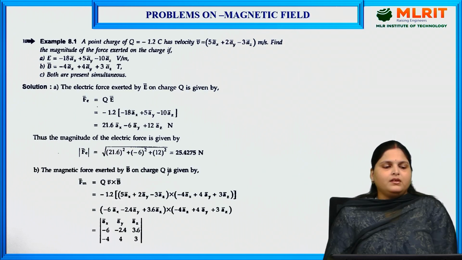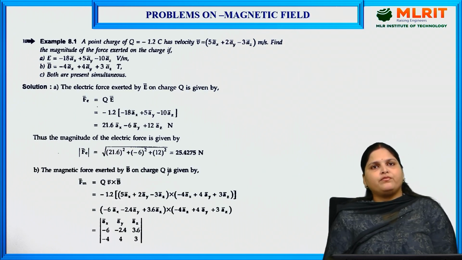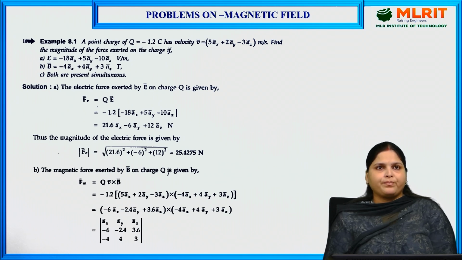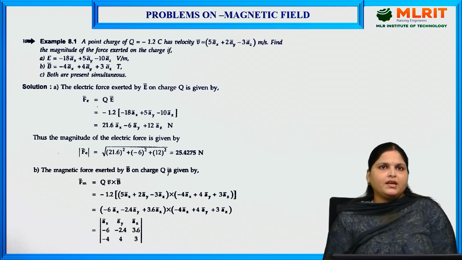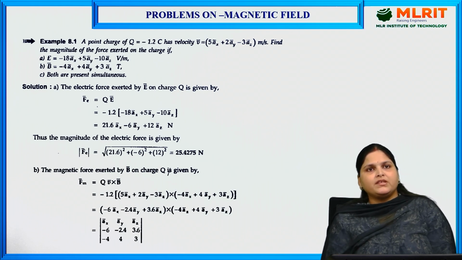Let's start. The question is, a point charge of Q equals minus 1.2 coulomb has velocity V. We have to find out the magnitude of the force exerted on the charge if E is given, B is given, and the third condition is both are present simultaneously.